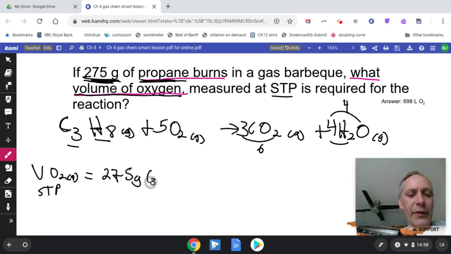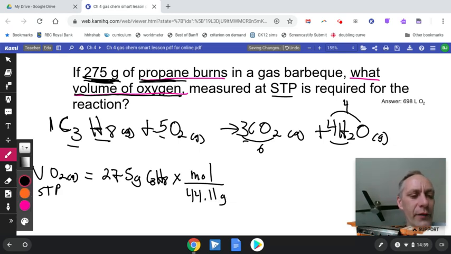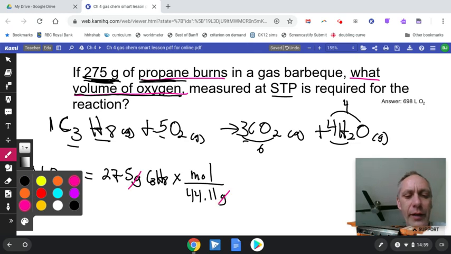275 grams of propane. Okay, we need to turn that into moles so that we can use these molar ratios or molar coefficients. Okay, 275 grams of propane times its molar mass, and we're going to flip the molar mass. Moles on top, because that's what we're looking for. And we're going to cancel out the grams. C3H8, its molar mass, 3 carbon and 8 hydrogen adds up to 44.11 grams per mole. Okay, and so we can cancel out the grams, and we have moles of propane.